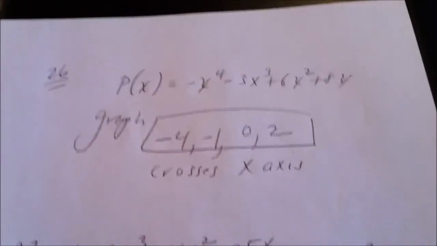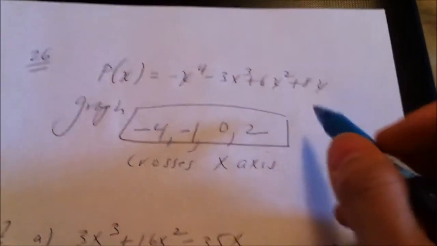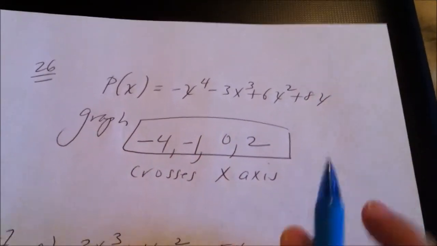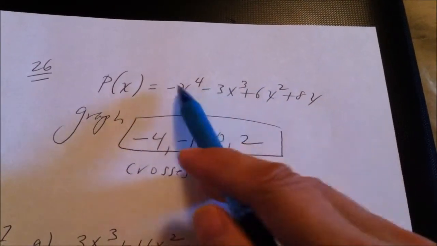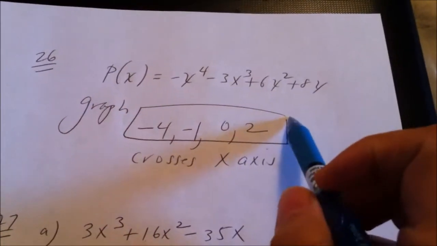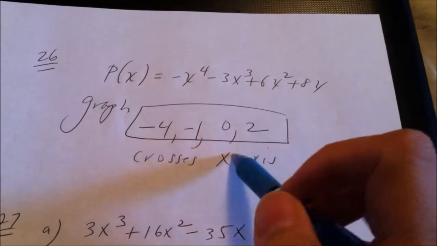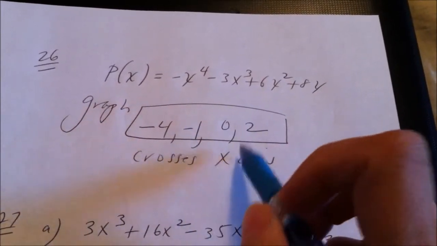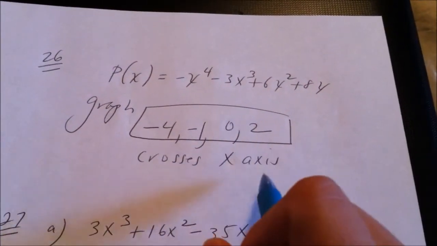Number 26 and number 27 were all about polynomials. This is a polynomial function, and to look for the solutions, you can put this into the calculator. I believe they gave you the picture in the actual question, and see where it crosses the x-axis.